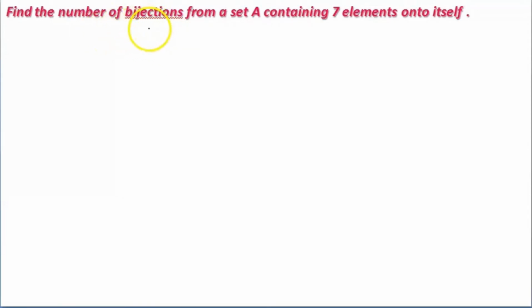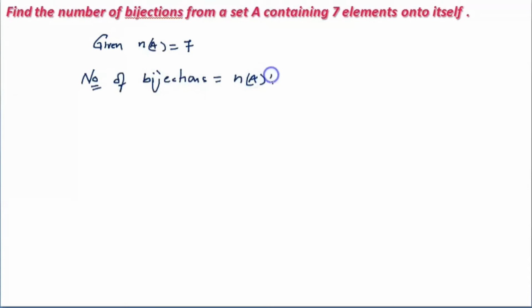The number of constant functions is the number of elements present in B, that is n of B. The number of many-one functions is the total number of functions minus the number of one-one functions. The number of into functions is the total number of functions minus onto functions. We already know all these formulas. Therefore, the number of bijections is n of A factorial. Given n of A is equal to 7, the number of bijections is equal to n of A factorial, that is 7 factorial. Okay, so that is the formula.